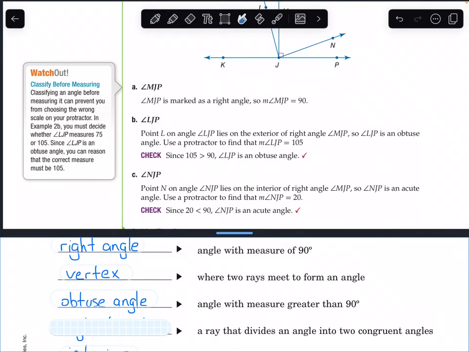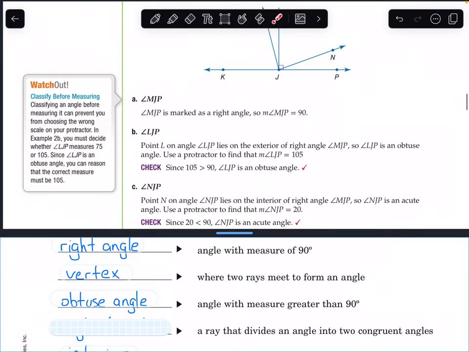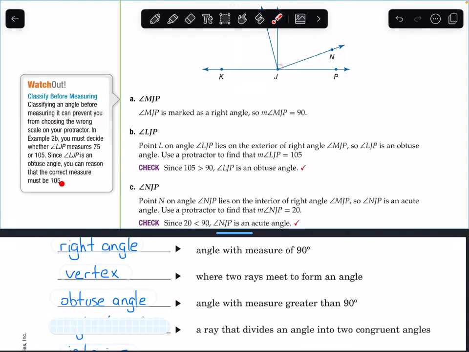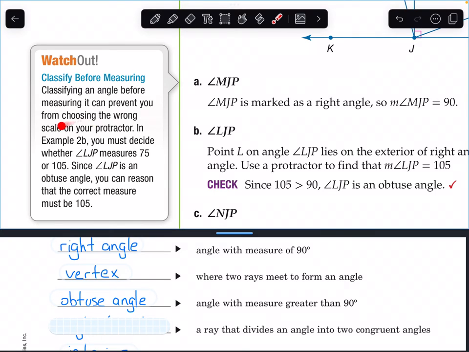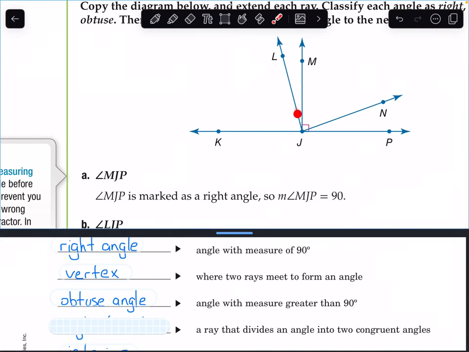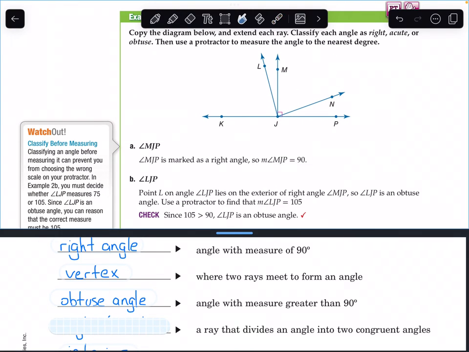Watch out: classify before measuring. I thought you based the classification on the measurement, but you could classify an angle before measuring, and it can prevent you from choosing the wrong scale on your protractor. In example 2b, you must decide whether angle LJP measures 75 or 105. Since angle LJP is an obtuse angle, you can reason that the correct measure must be 105, because we can see visually that LJP goes past the 90. It is more than we want. Whichever scale reads the larger.